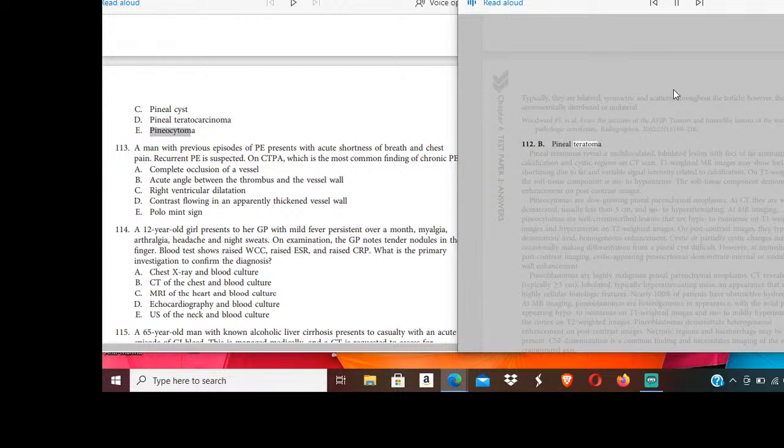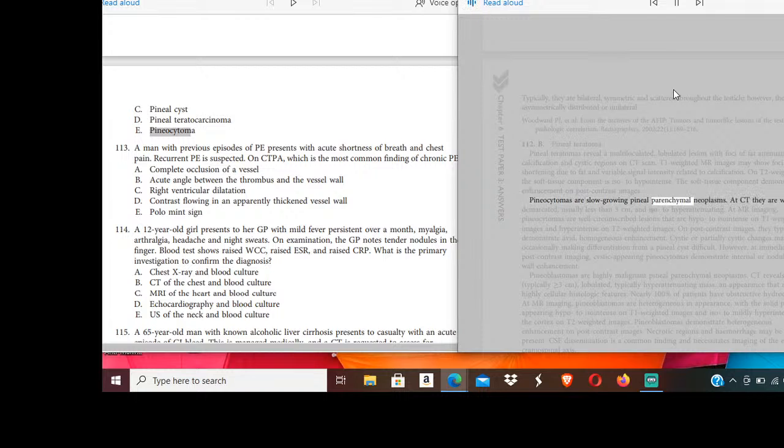112. B. Pineal teratoma. Pineal teratomas reveal a multiloculated, lobulated lesion with foci of fat attenuation, calcification, and cystic regions on CT scan. T1 weighted MR images may show foci of T1 shortening due to fat and variable signal intensity related to calcification. On T2 weighted images, the soft tissue component is iso to hypointense. The soft tissue component demonstrates enhancement on post-contrast images.